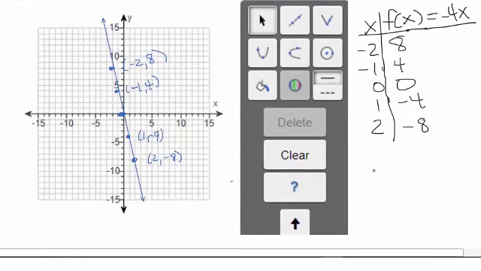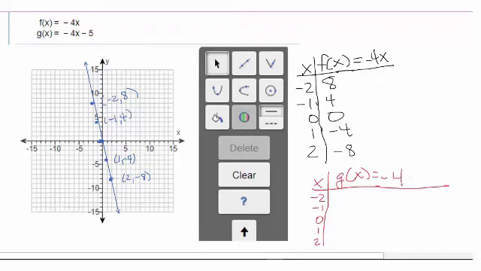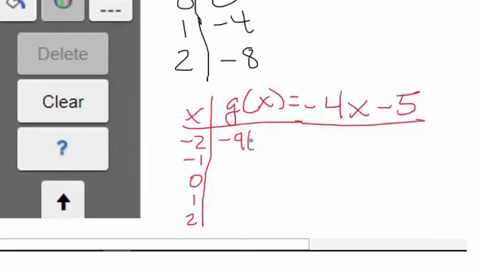And now maybe in red we'll plot g of x. But again, I want to use a couple negatives, negative 2, negative 1, 0, 1, and 2. So g of x takes this number and plugs it into negative 4 times x minus 5. So for each of these numbers, we must multiply by negative 4 and then subtract 5. So for negative 2, we have negative 4 times negative 2 minus 5. That's going to be positive 8 minus 5, which is 3. For negative 1, we're going to have negative 4 times negative 1 minus 5. So that's going to be 4 minus 5, which is negative 1.